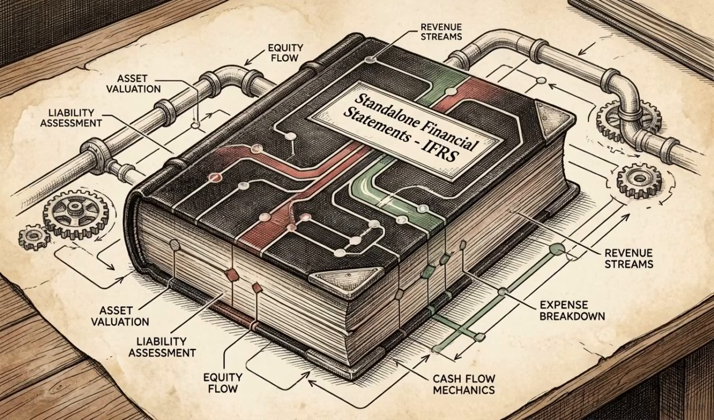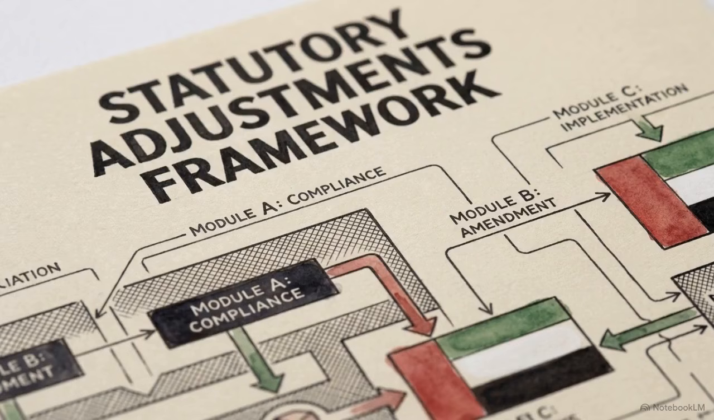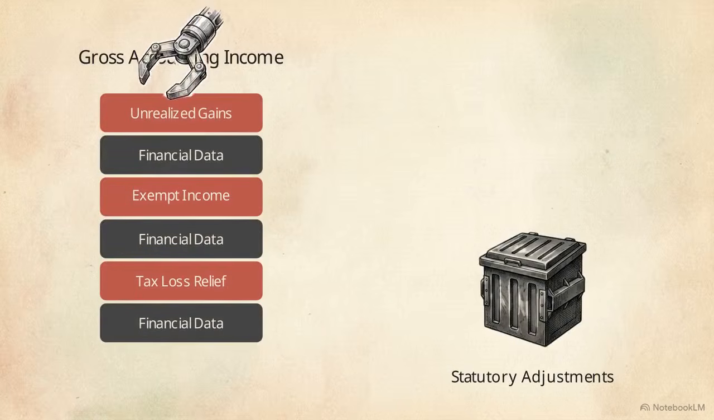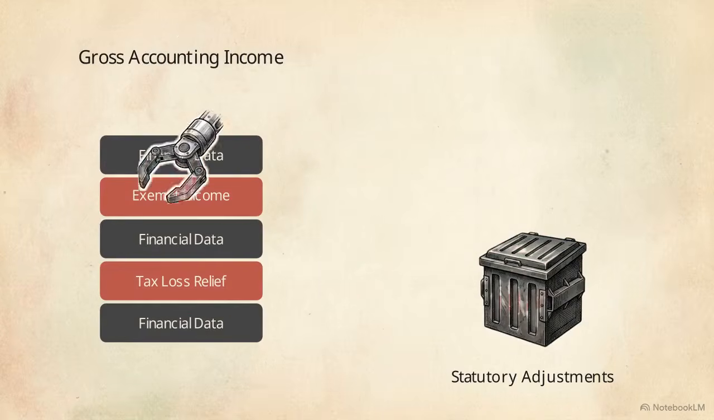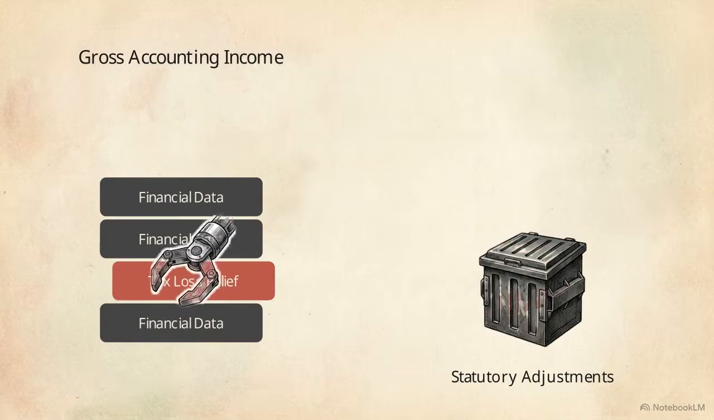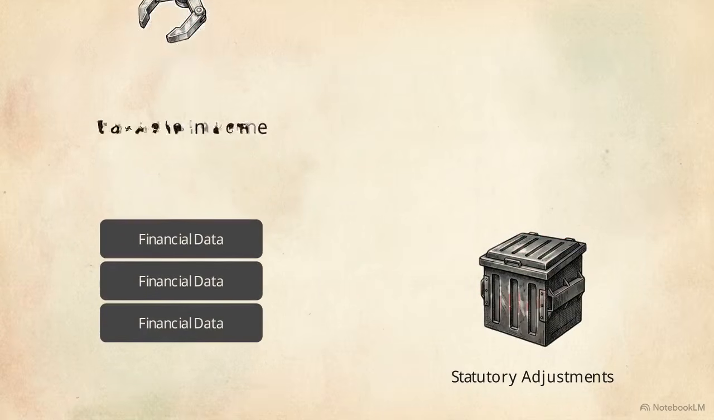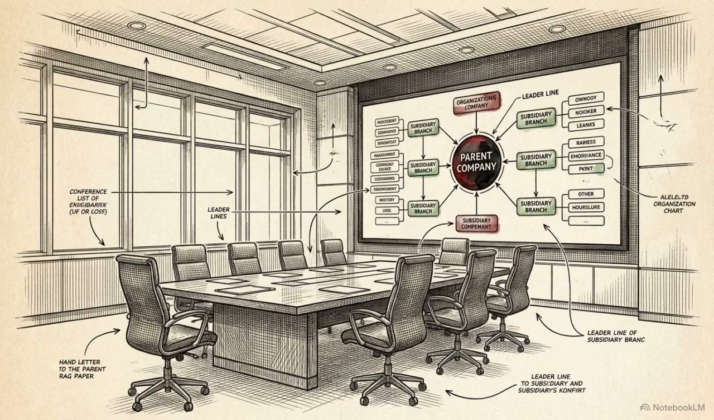For entities caught in the net, the calculation begins with standalone financial statements prepared under accepted accounting standards. The state then applies Article 20 of the Decree Law to isolate the true taxable base. This article acts as a mechanical extraction tool, requiring specific statutory adjustments to strip non-taxable elements out of the gross accounting income. The most critical protective mechanism for corporate groups in this process is the participation exemption.